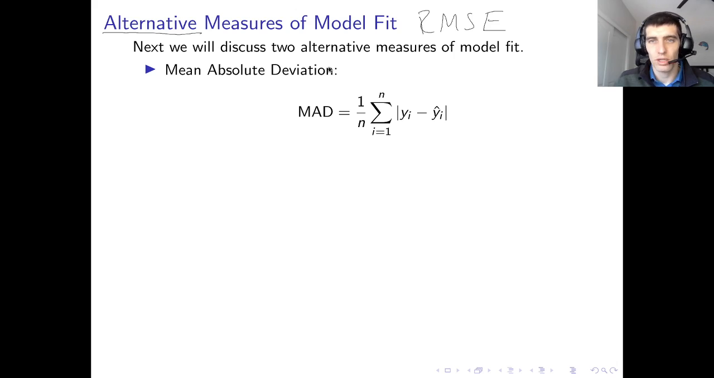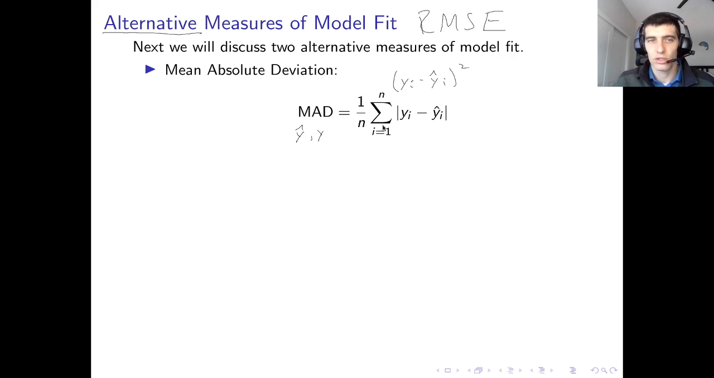So the first alternative measure of model fit that I'm going to introduce here is mean absolute deviation. Like mean squared error, mean absolute deviation does a pretty good job, the vocabulary does a pretty good job of describing what's in the equation. So mean absolute deviation of an estimator y hat compared to the truth y has the absolute value of their difference here. Okay, and so this contrasts to the mean squared error, where we have y i minus y hat i, squared.